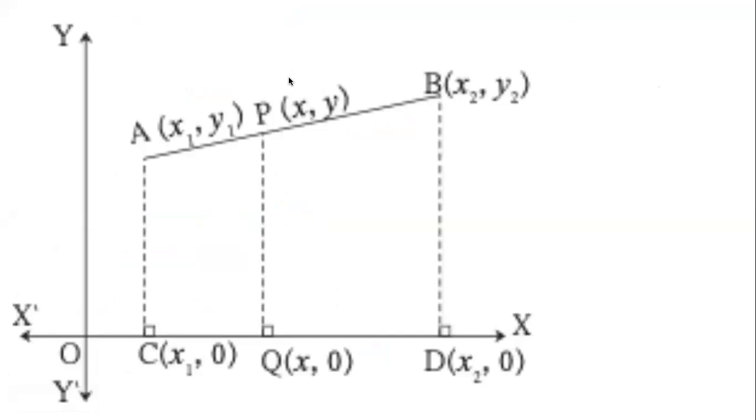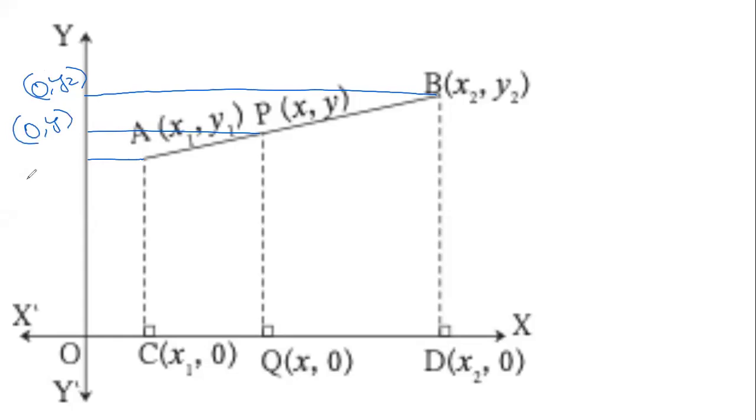In the same diagram, instead of drawing perpendiculars on the x-axis, if we draw perpendiculars on the y-axis, what will happen? We will have lines like this. Now the x coordinate will become 0, so the points will be 0, y2, 0, y, and 0, y1. Now the parallel lines are this, this, and this. The transversals are this and this.